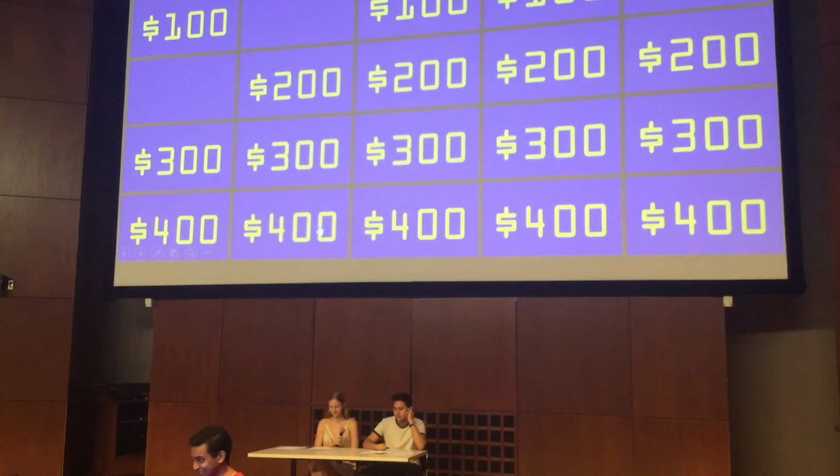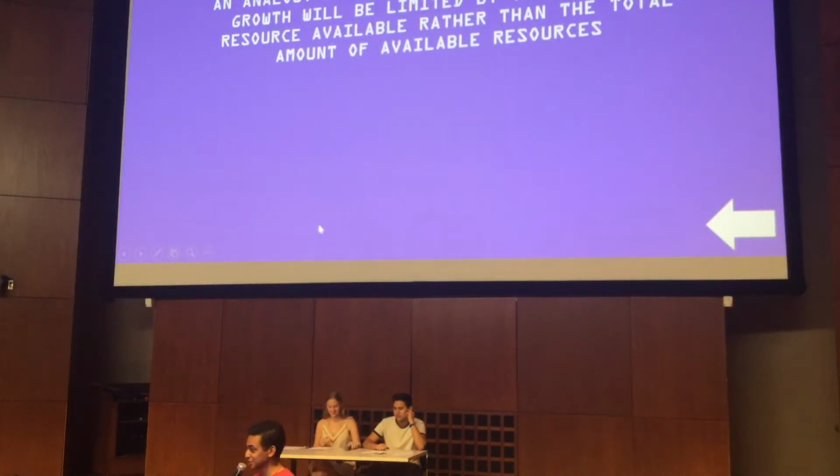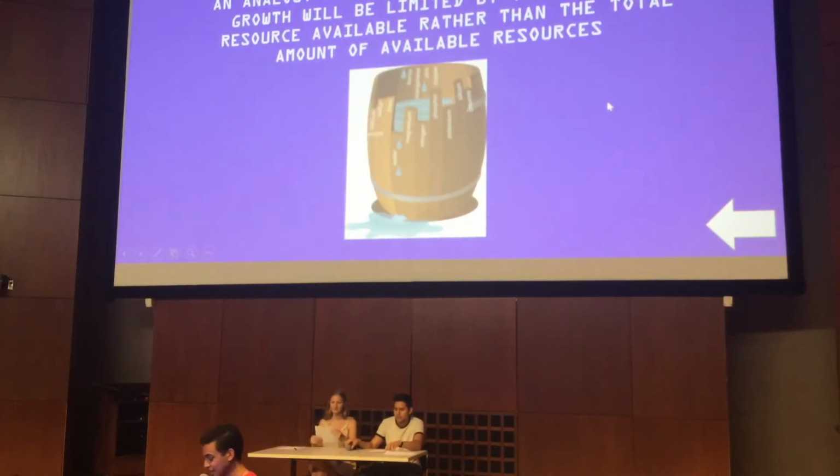Feeling confident, okay. Nutrients for 400. An analogy used to explain that population growth will be limited by the scarcest resource available rather than by the total amount of available resources. Diego? What is Liebig's barrel? Yes, that is correct. Liebig's barrel, which is shown on the screen, demonstrates that a barrel can only hold as much water as is allowed by the shortest of its staves, where each stave represents the availability of a particular nutrient. As you can see, the shortest one is what limits the capacity of the water. Okay, Diego, you're now out of the hole. You have positive $200. So, where to next?